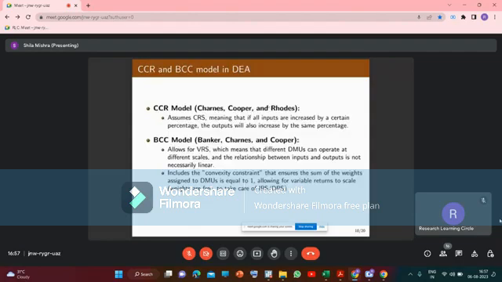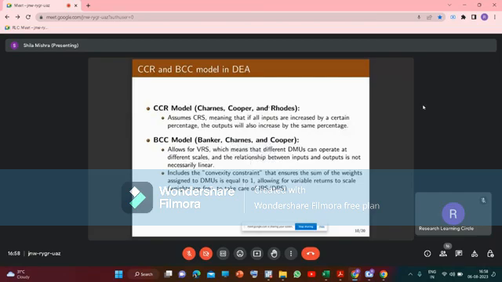Now, how is the CCR model different from the BCC model? As I mentioned in the previous slide, the CCR model, which is a methodology given by Charnes, Cooper, and Rhodes, assumes constant returns to scale, as in if the inputs are increased by 1%, then the output would also increase by the same percentage. However, since it's a very rigid assumption, Banker, Charnes, and Cooper developed a model which takes care of VRS, which means that the decision making units can operate at different scales, as in they can operate at increasing returns to scale and also at decreasing returns to scale.